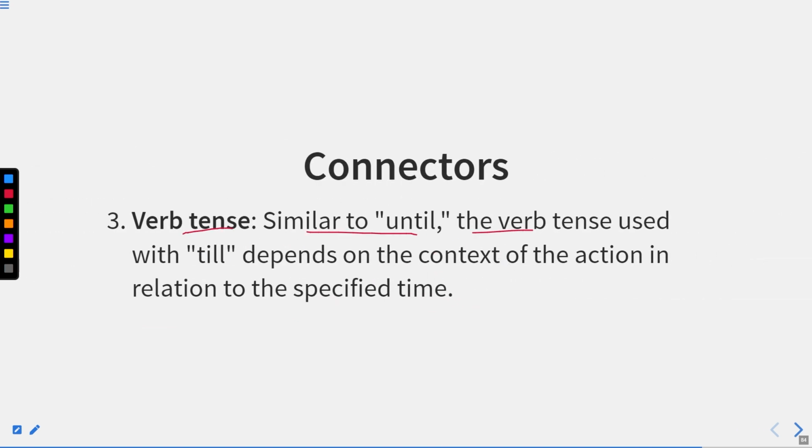Verb tense. Similar to until, the verb tense used with till depends on the context of the action in relation to a specific time.